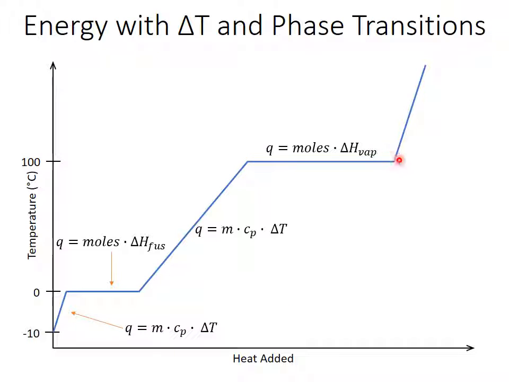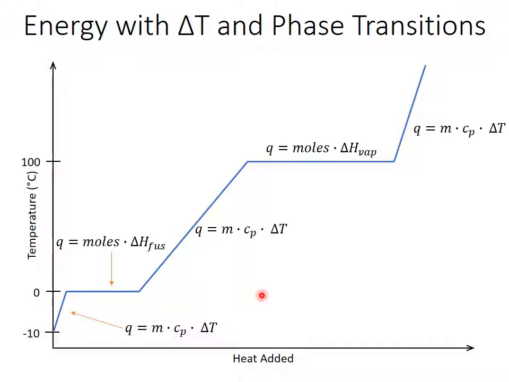Once it's done, this steam can still absorb heat, and you're going to see a temperature increase again, which means we need to pull out that Q equals mCp delta T, which is going to, again, have a different specific heat than the liquid water or the frozen water phases.